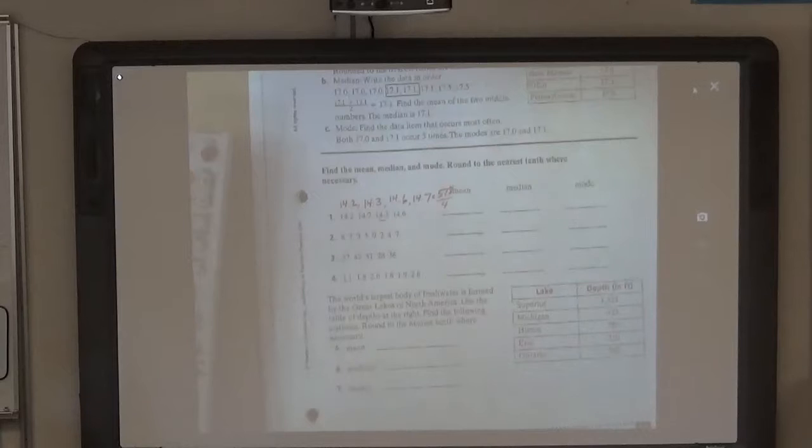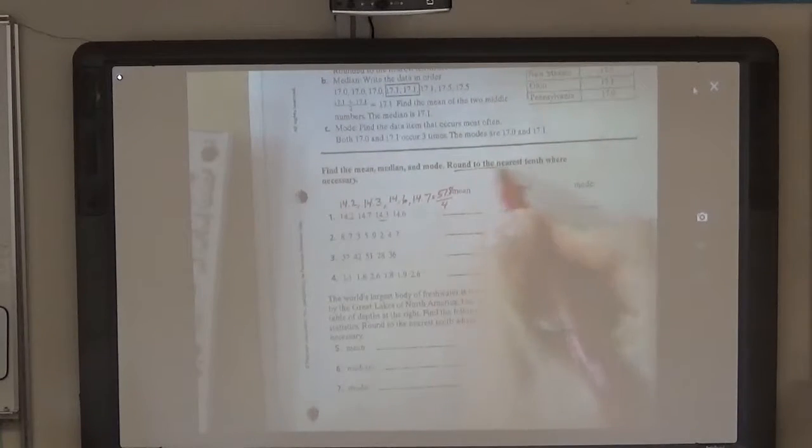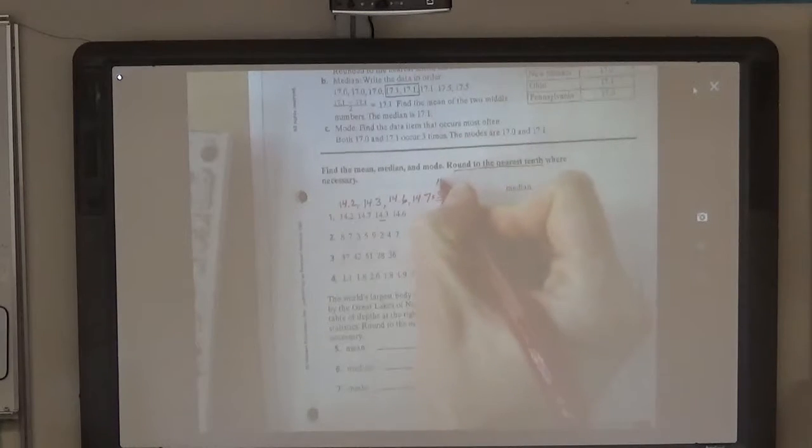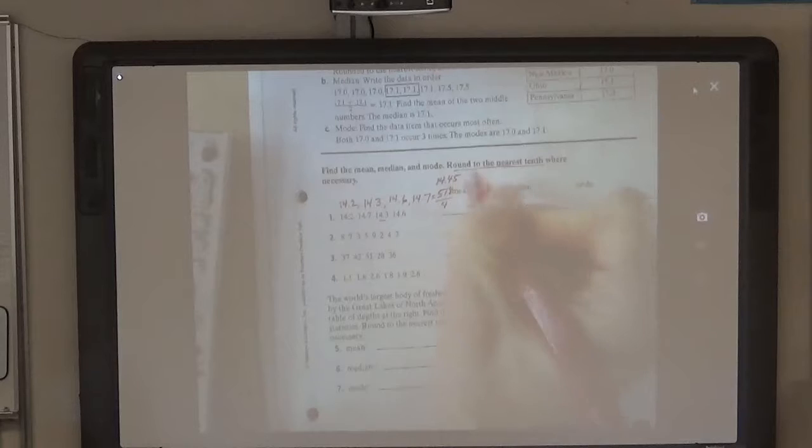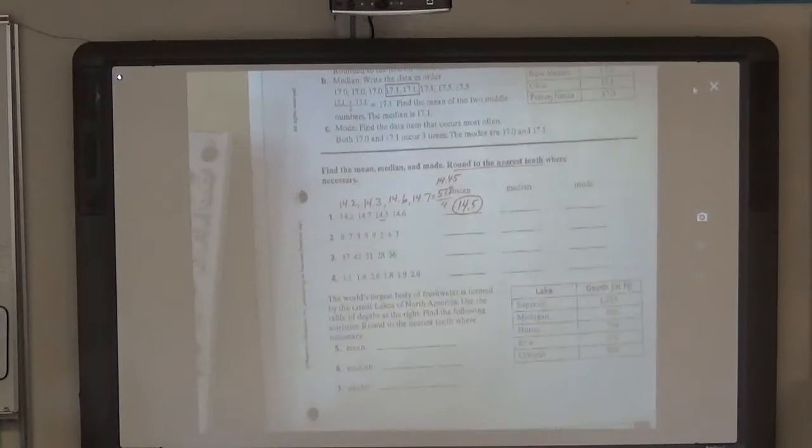14.45. Now, in the directions it says round to the nearest tenth. So if we have 14.45, the nearest tenth is 14.5, right? According to the rules of rounding, we're going to round this up to 14.5. Circle that one.